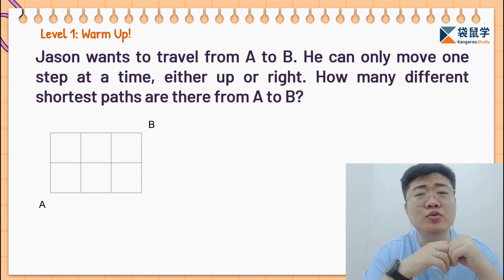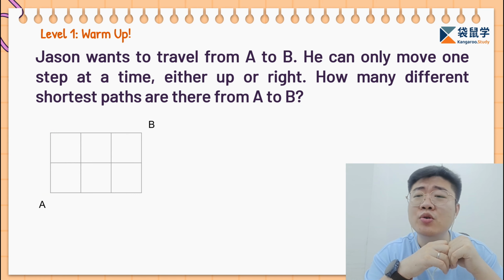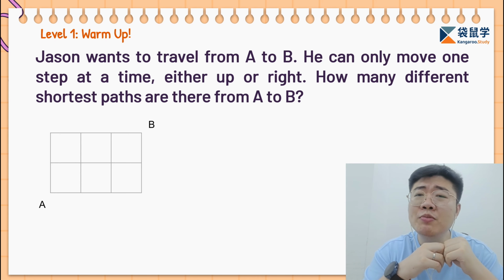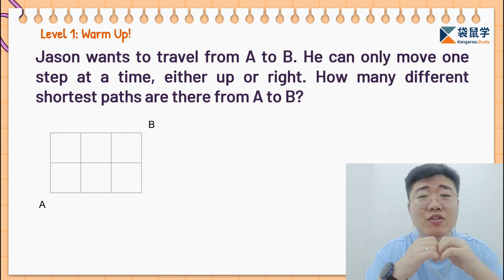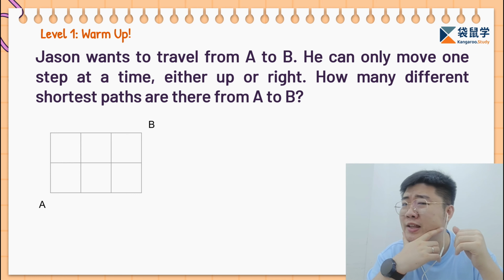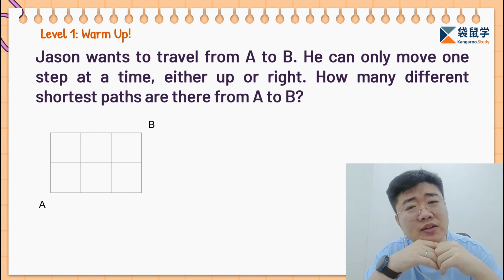Now, Jason wants to travel from A to B. He can only move one step at a time, either up or right. How many possible shortest paths are there from A to B? Let's think. How can we get from A to B?